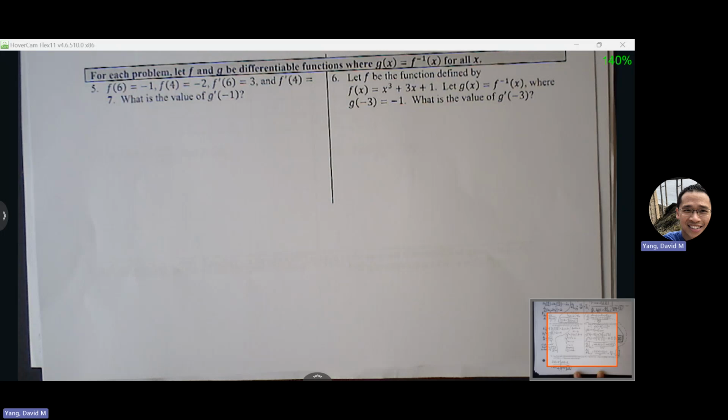Any questions with page 2? All right, go ahead and start page 3 if you're good with page 2.